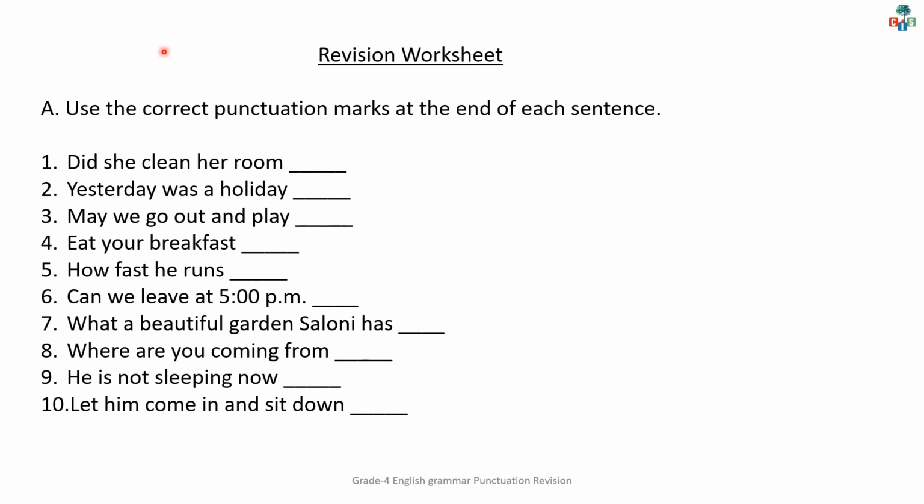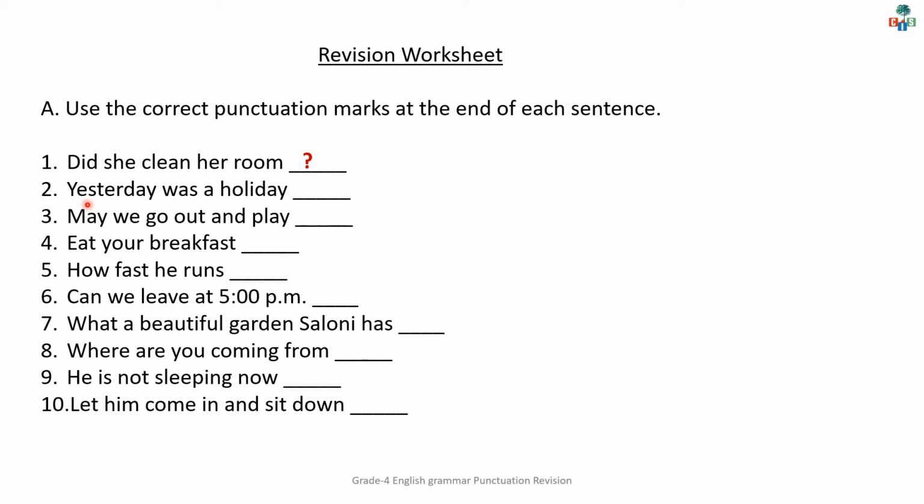Okay children, let's discuss this revision worksheet. In this worksheet, there are 3 exercises. Let's discuss one by one. Exercise A. Use the correct punctuation marks at the end of each sentence. Number 1. Did she clean her room? Yes, children. This is an interrogative sentence. We are asking something. So, we will use a question mark at the end of this sentence.